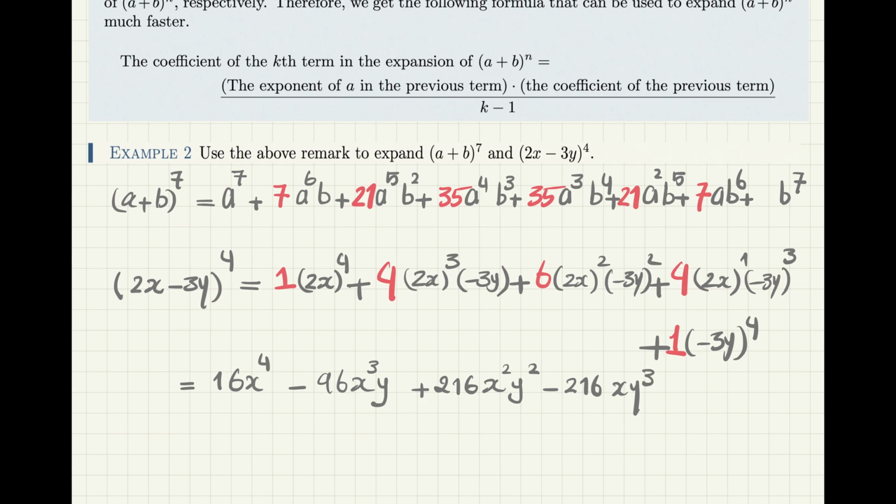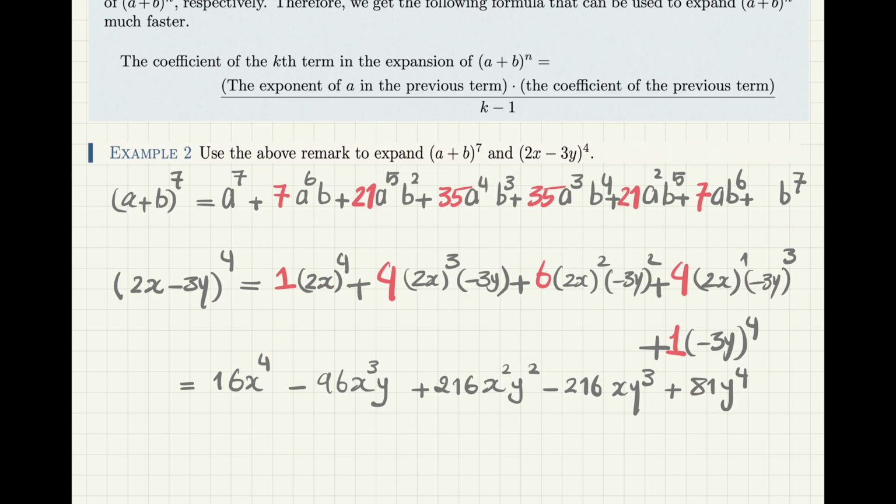And then the final answer is 81. Be careful. Here you see that the numbers are not the same. Oh, sorry, this is 81. This is 16. This number is minus 96. This number is minus 216.